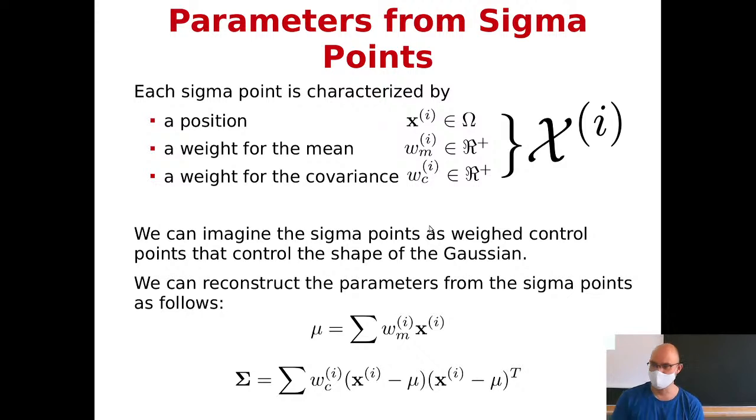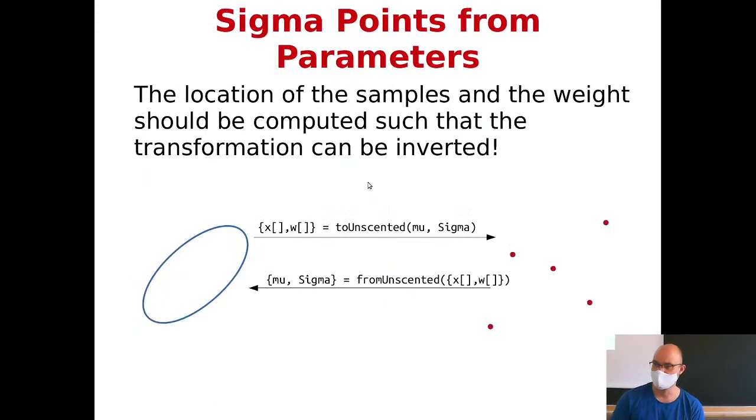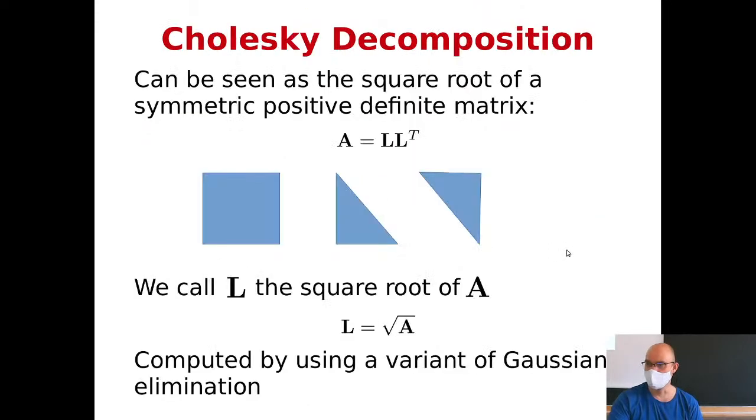Now, basically with this slide we have defined this operation over here from unscented, right? So I give you a set of sigma points, each characterized by a position and a weight, and then you recover mu and sigma. We defined how to go from here to here. Now we need to define how to go from mean and covariance matrix to sigma points. How do we do it? Well, some way we have to do.